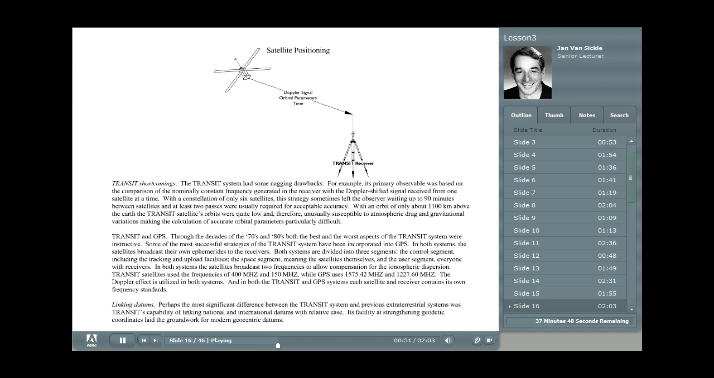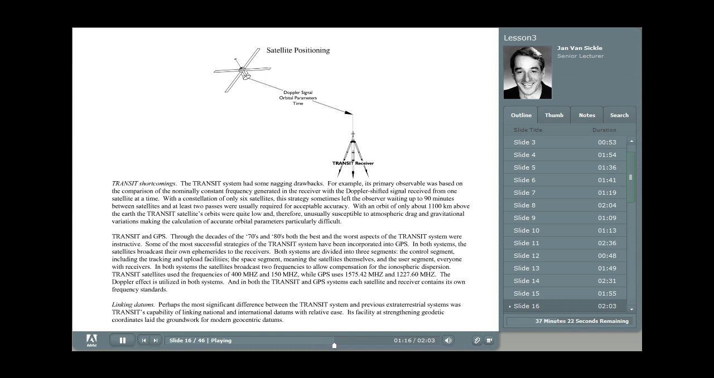But it's instructive. As I said, both the advantages and the disadvantages of the transit system and these others that I've talked about contributed to the design and gave the design of GPS more chances for success by building on the experiences of these previous systems.